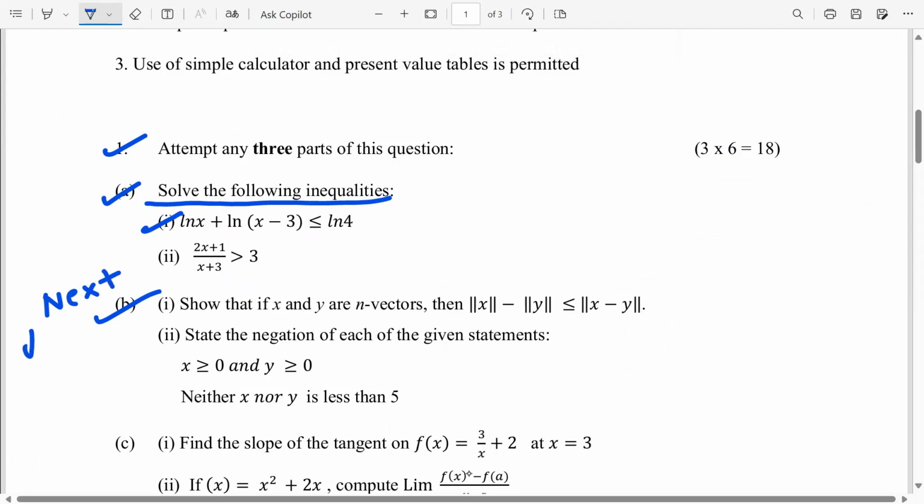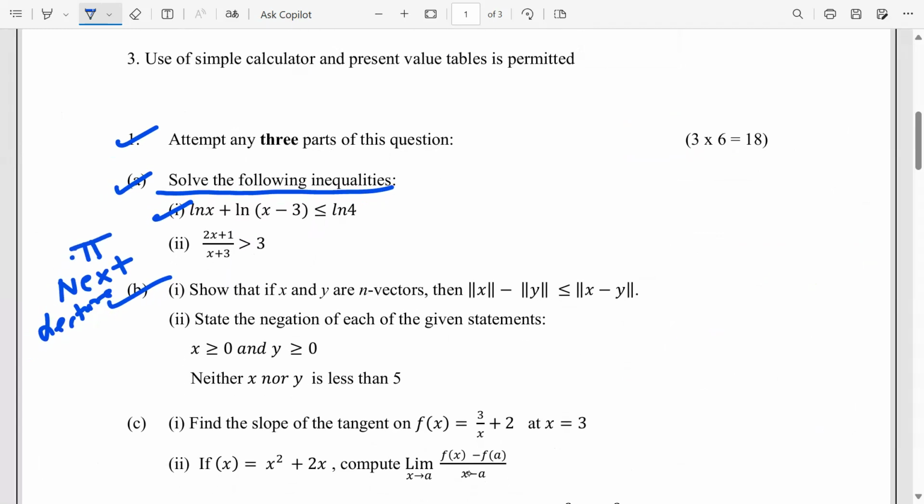Question 1 part A has been done. In the next lecture, we look at question 1 part B.